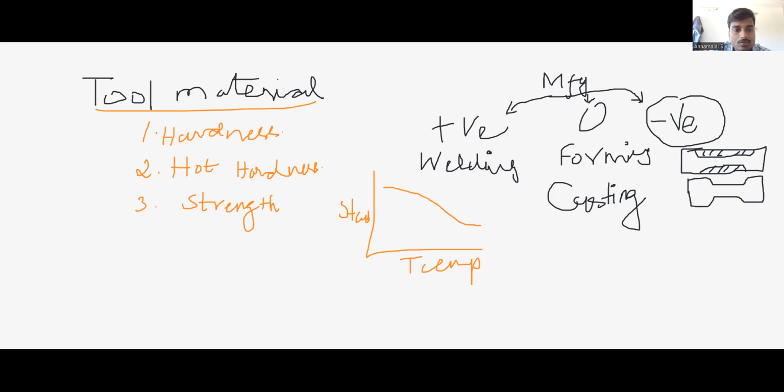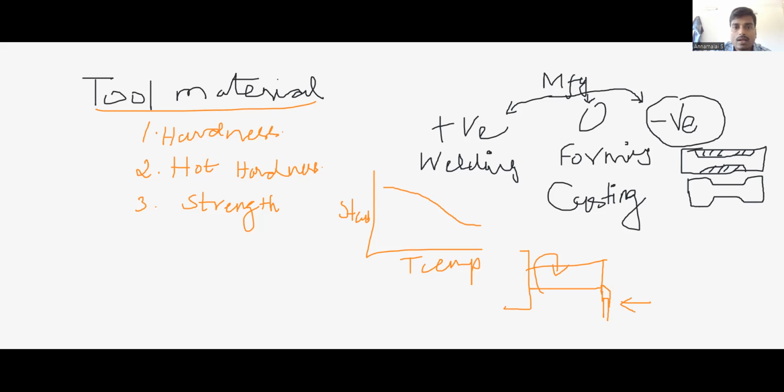The third important property is called strength. Strength is the ability of the material to withstand the load without any plastic deformation. During the manufacturing operation, say this is the tool and this is the workpiece. The tool touches the workpiece, the tool will be moving in this direction, and the workpiece will be rotated.